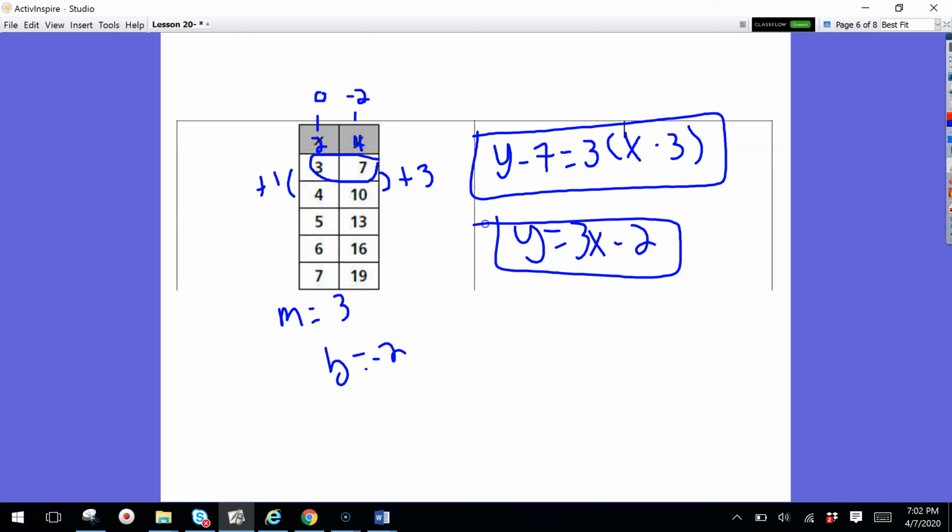And in the next lesson, what we're going to be talking about is how do I convert this into this? Yes, I could go ahead and distribute, 3 times 3 is negative 9, and add a 7, and there you go, you would get your y-intercept. So we are going to talk about that in the next lesson.